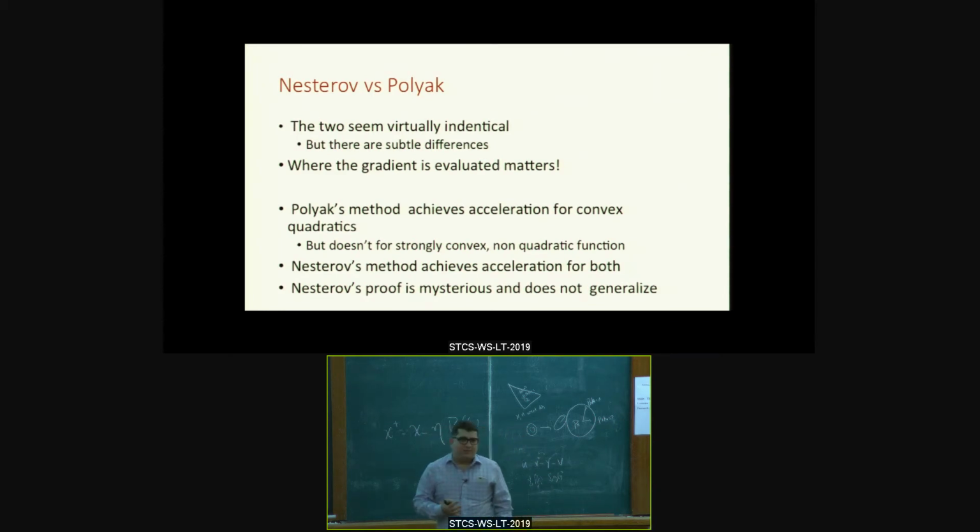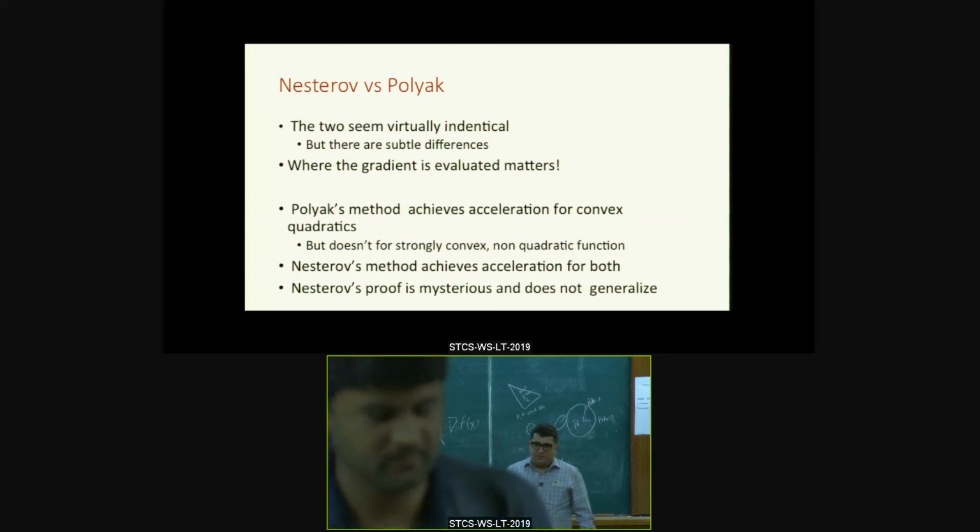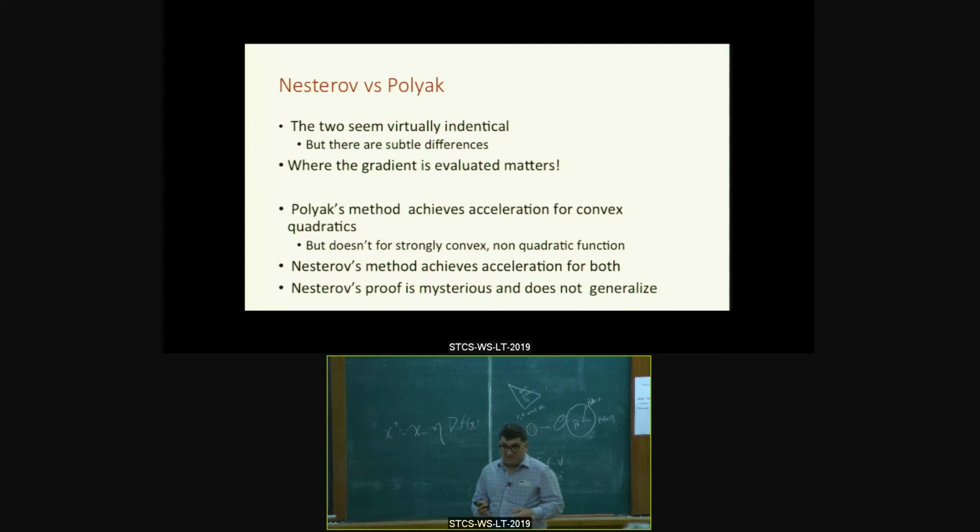First of all, the two algorithms look essentially the same. The only difference being that in one case, you evaluate the gradient at step xt, that's the Polyak method, plus the momentum term. In the Nesterov method, you evaluate the gradient somewhere between xt and the next one. So you do xt plus gamma times the difference between xt and xt minus 1. So where the gradient is evaluated actually matters.